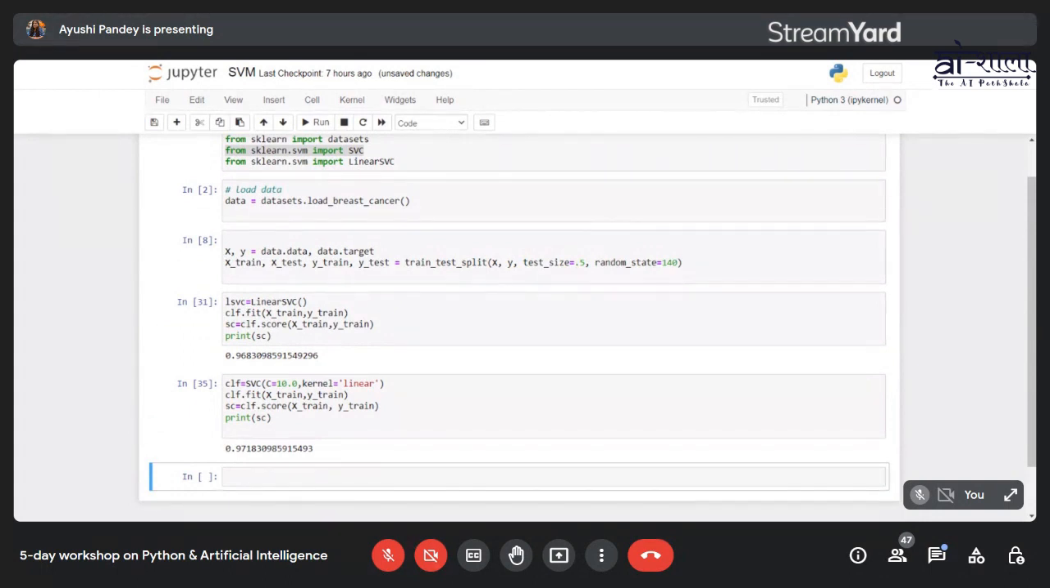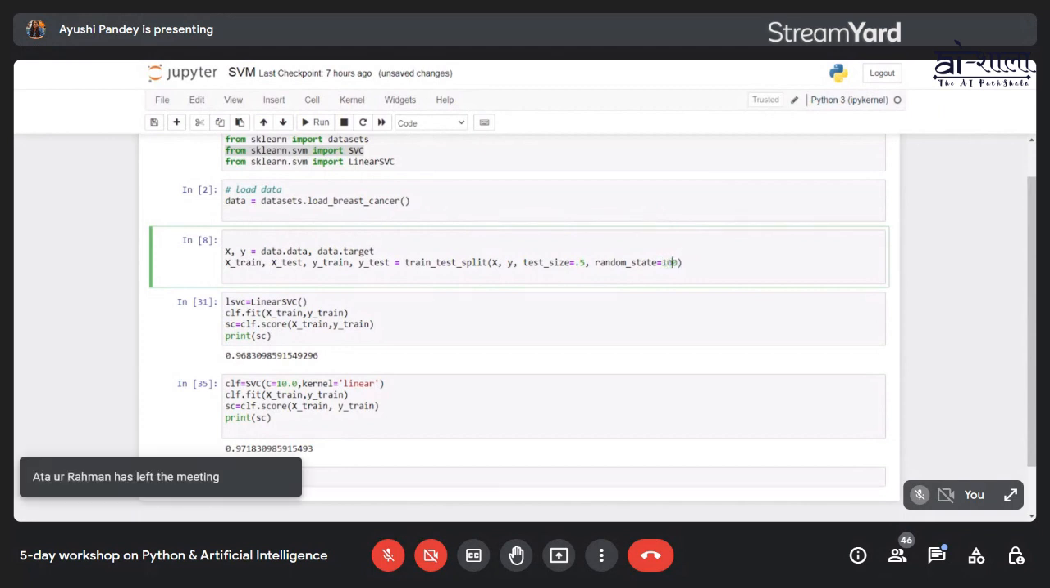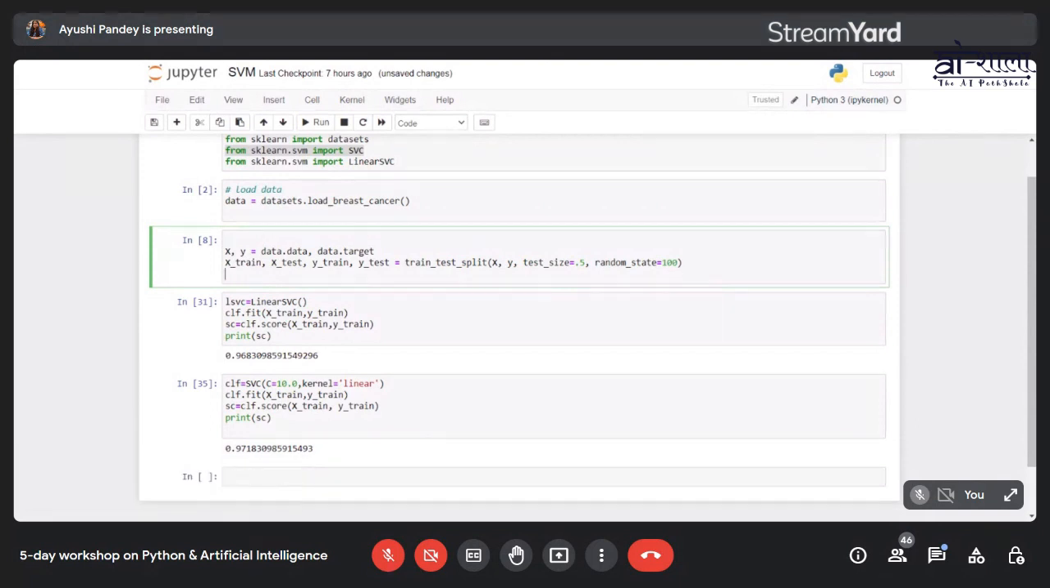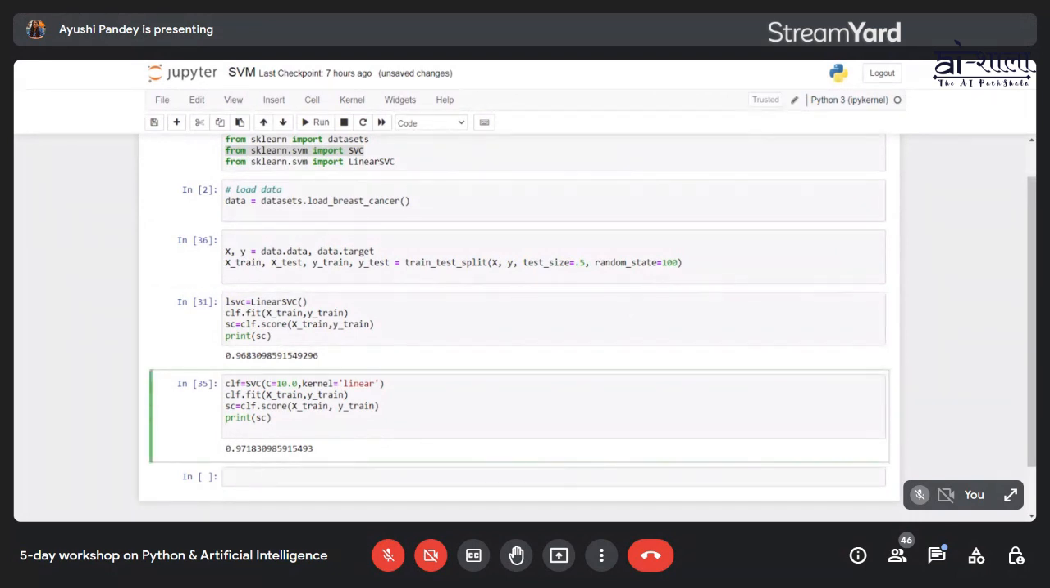So I told you that I want my data to be random. So if I change this value to 100, even the accuracy will change. There are chances that accuracy might change because the data has been split randomly. So I will run it again. Now X train, X test, y train, y test have been randomly split again. Now I will run this again. First, I will take it as one.